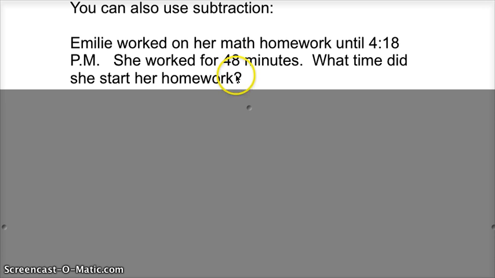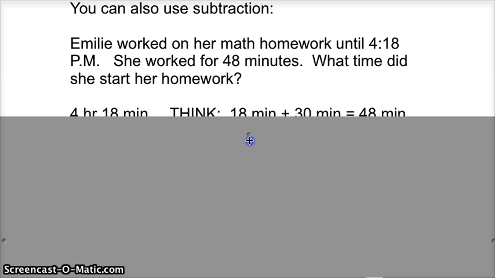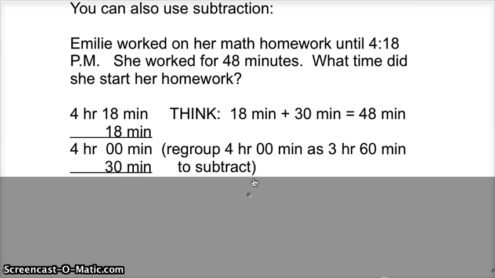If it's 18 minutes after 4 and I go back 18 minutes, that will get me to 4 o'clock. So I'm going back to the hour. So I'm breaking 48 minutes up as 18 minutes plus 30 minutes. I'm going back 18 minutes to 4 o'clock, and then I'll go back 30 minutes from 4 o'clock to find Emily's start time.